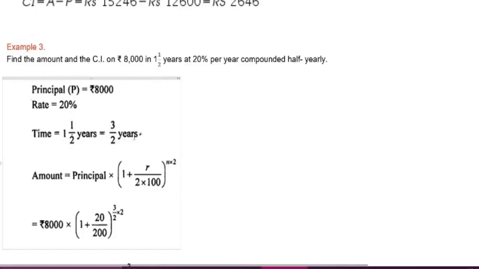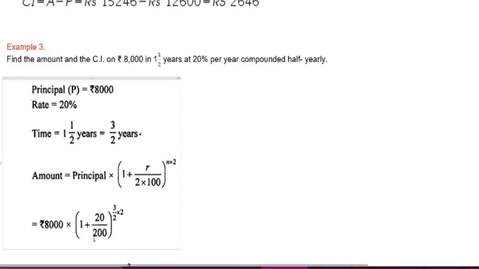3 by 2 years. So here in the formula we can write principal into 1 plus, we are writing R by 2 into 100 because the rate becomes half, and this is compounded half yearly, so R becomes R by 2. So 20 is the rate here, so 20 becomes 20 by 2, and N becomes N into 2 or 2N. Here total time is 1.5 year. 1.5 year means 3 half years are here. So 3 by 2 into 2.